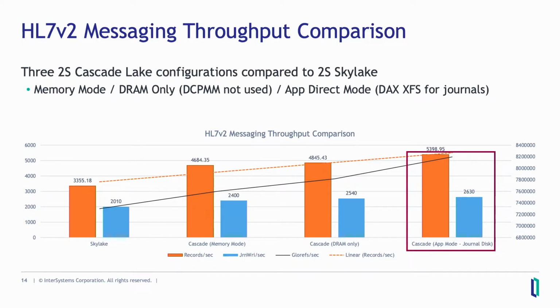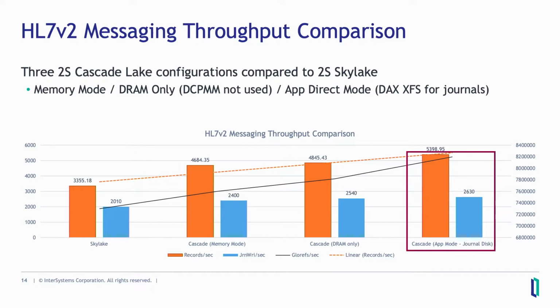Next, we moved on to testing Cascade Lake and actually using App Direct Mode as DAX XFS. So this is actually going to be putting the journal file system on DCPMM. And this yielded even more throughput and demonstrated App Direct Mode for this kind of workload is the best use case for DCPMM.